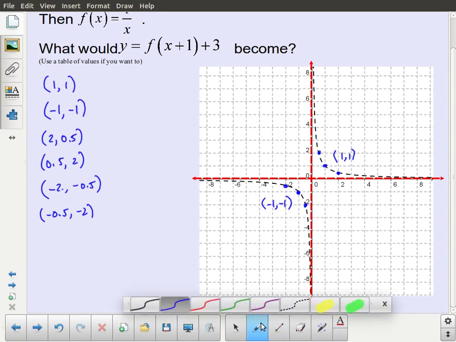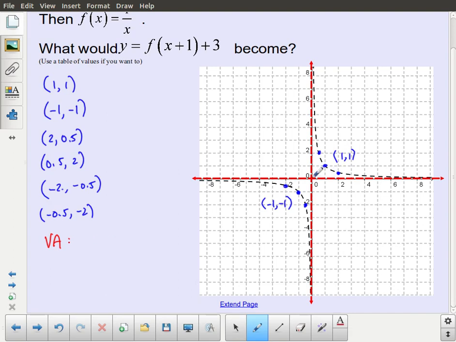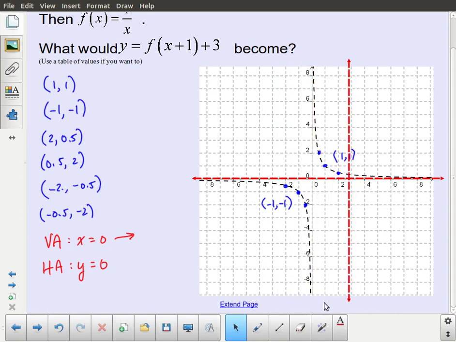So I want to keep in mind that I have a vertical asymptote at x equals 0. I have a horizontal asymptote at y equals 0. And let's focus on those, as a matter of fact. So the vertical asymptote at x equals 0, well, what kind of transformation affects this vertical line? The type of transformation to affect this vertical line would be a horizontal transformation, something that shifts it to the left or to the right.